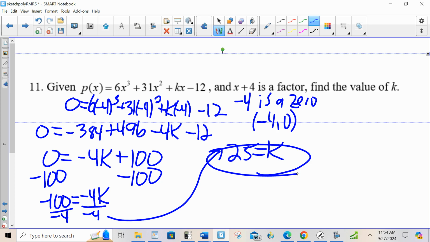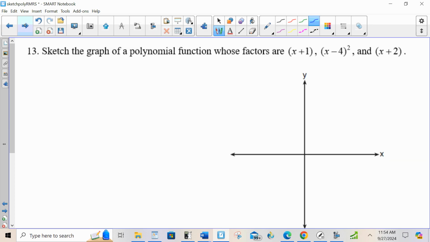So if they tell you the factor, then you know the 0. You put that 0 in for your x value, and your y value is 0. Sketch the graph of a polynomial function whose factors are. So here's where students get confused. Do I switch the sign or do I not switch the sign?